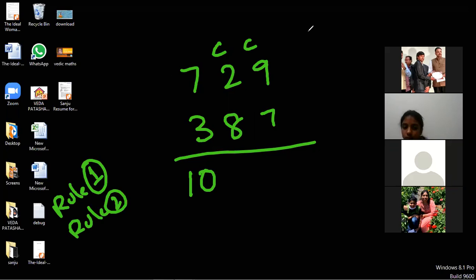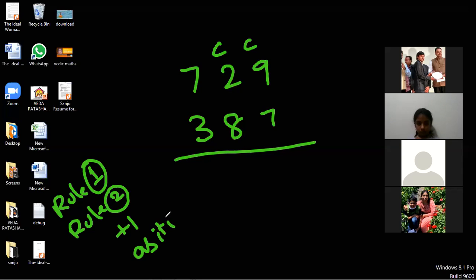Rule number 2 is: before writing the answer, you have to check whether the next pair is a carry combination or non-carry combination. If it is a carry combination, we need to increase the answer by 1. If the next pair is a non-carry combination, we write the answer as it is. Could you explain rule number two again? I will explain it. Before writing the answer, we have to check whether the next pair is a carry combination or non-carry combination. If it is a carry combination, we increase the answer by 1. If it is a non-carry combination, we write the answer as it is.